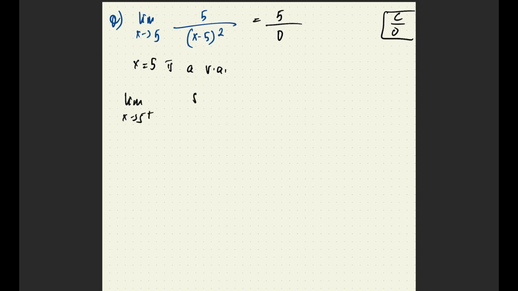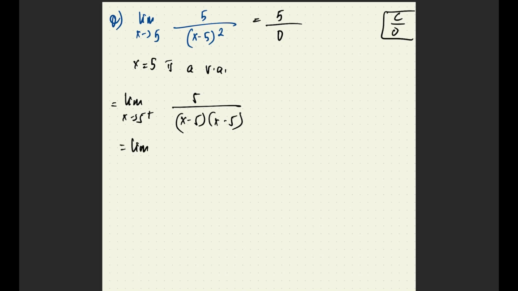So this is just going to be 5 divided by, like we said in the previous example, where we can factor, where we can open up, you should always do that. Now here we have x minus 5, the whole thing squared. So I can just write this as x minus 5 times x minus 5. This will help us better determine the sign of infinity.